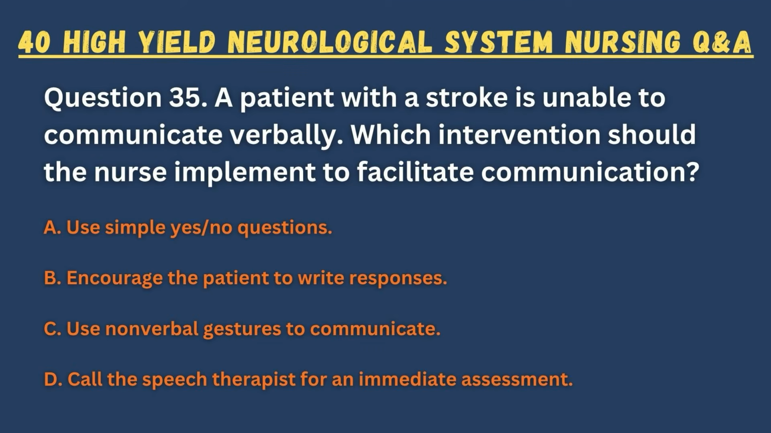Question 35. A patient with a stroke is unable to communicate verbally. Which intervention should the nurse implement to facilitate communication? A. Use simple yes or no questions. B. Encourage the patient to write responses. C. Use nonverbal gestures to communicate. D. Call the speech therapist for an immediate assessment.